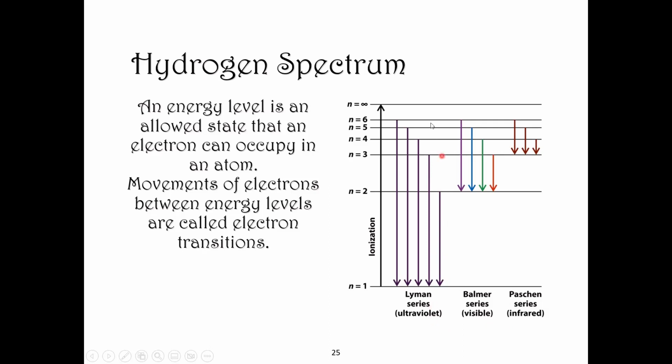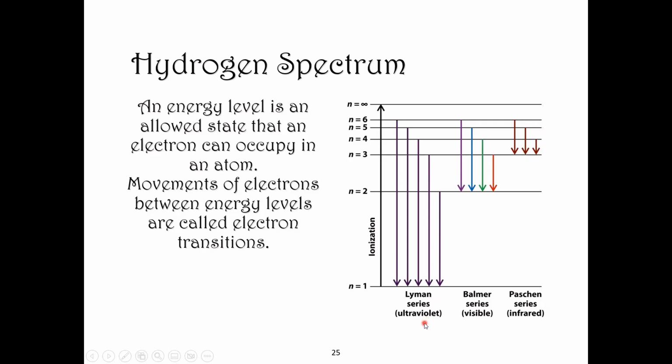So with the Lyman series, we're going to have ultraviolet light being emitted. With the Balmer series, this is going to be our visible emissions. And then with the Paschen series, we're going to have infrared. And if we look at the size of these transitions, we can see why. The energy being lost in the Lyman series is much larger than in the Balmer series, which is still larger than the Paschen series.